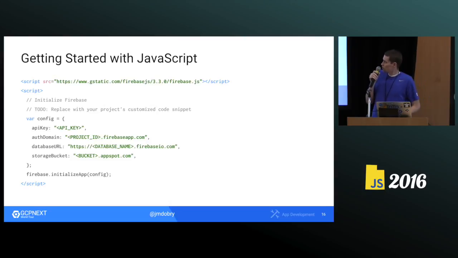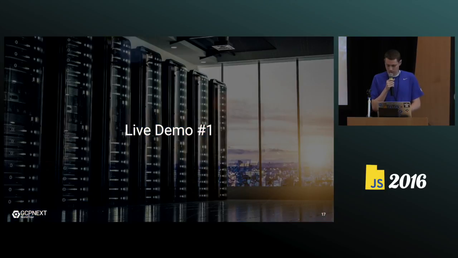It's pretty easy to get started. You just drop in the Firebase JavaScript file from the CDN, and then you just initialize it with some configuration. If you go to the Firebase dashboard, you can actually get this code generated for you with all the correct variables inserted for you, and you just paste it into your app.